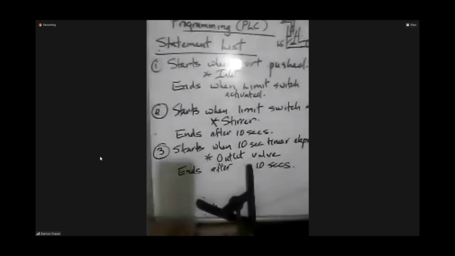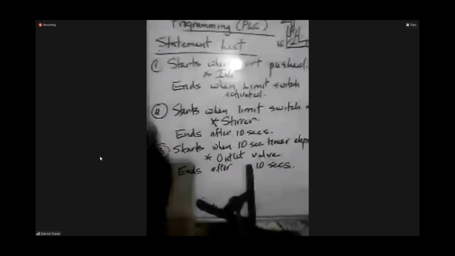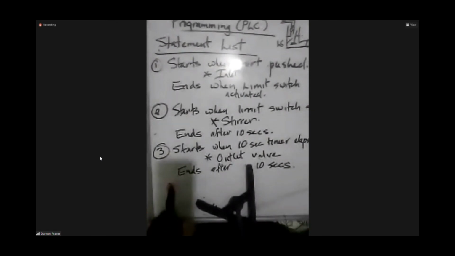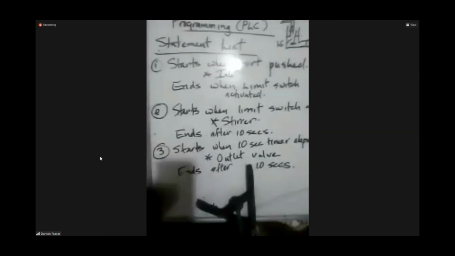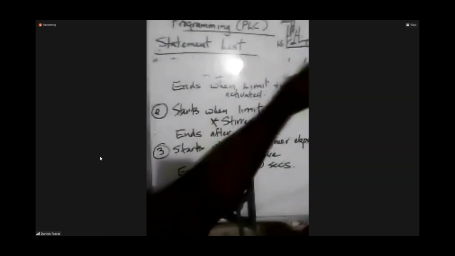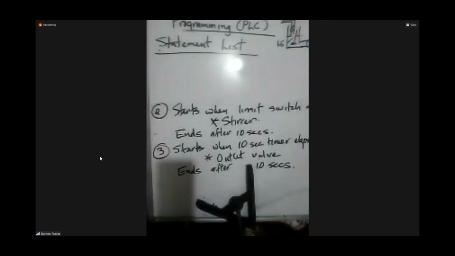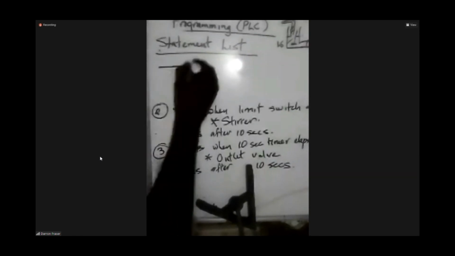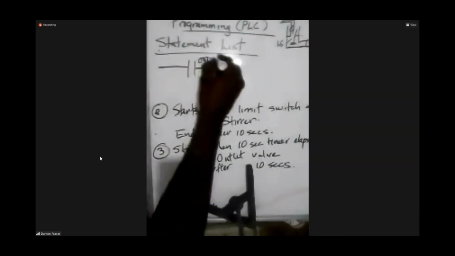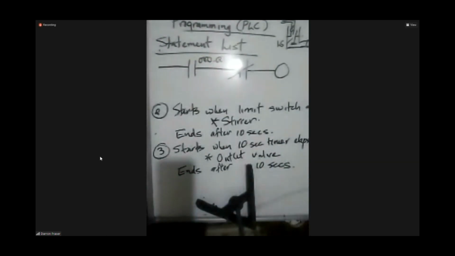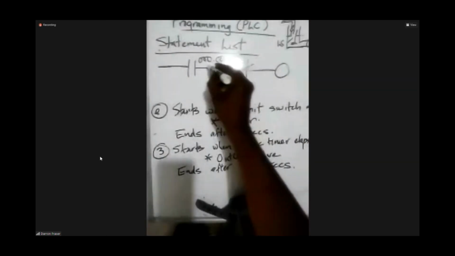All right. So here is what I'm going to do. Each of these lines represents a line of code. Starts when the start switch is pushed and the inlet opens, and ends when the limit switch is activated. So let me write the line of the ladder logic, the rung for that one. It starts when the start switch is pushed, so I'm going to put my 000.00, that's my start switch. This will tell when it ends, and this is what is activated.